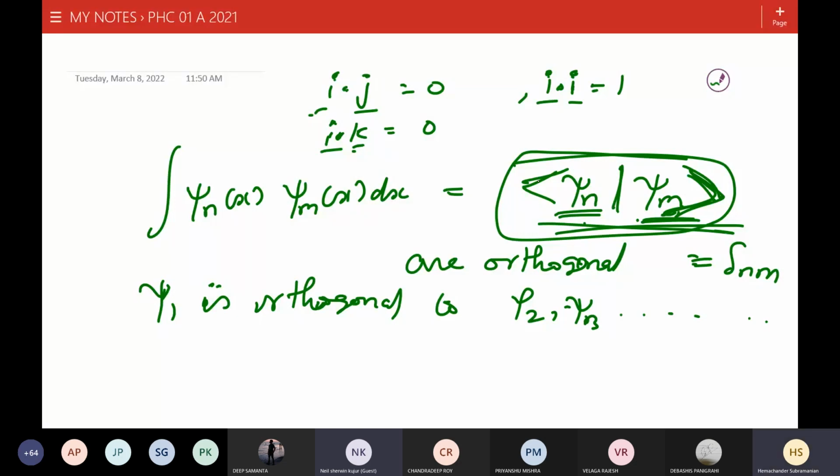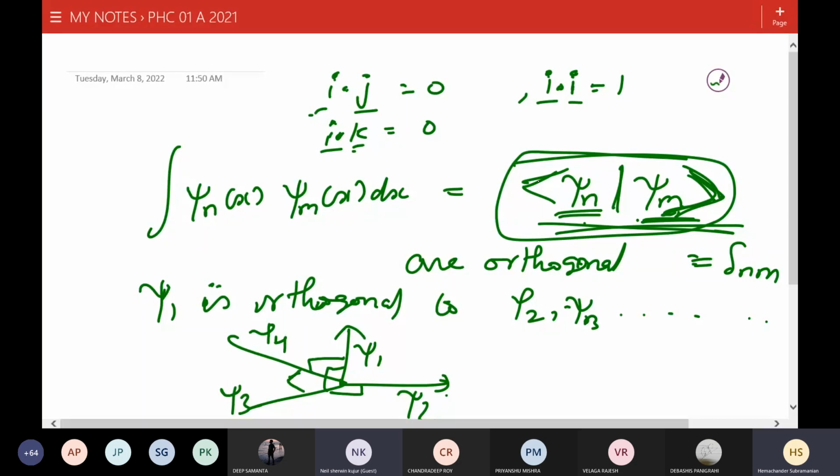Okay, so all the wave functions are orthogonal to each other. Any psi 1 is orthogonal to psi 2, psi 3, psi 4, all of them. Psi 2 is orthogonal to psi 1, psi 3, psi 4, and all of them. Every wave function is orthogonal to each other. So you have a vector, this is psi 1, and you have another vector, this is psi 2. You have another vector which is orthogonal to both, which is psi 3. You have another vector which is orthogonal to all the other ones, which is psi 4. They are all orthogonal to each other.